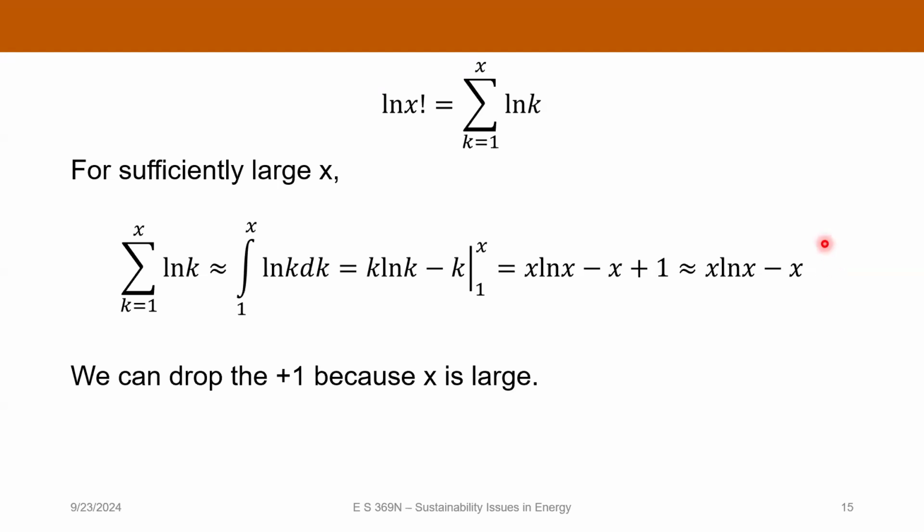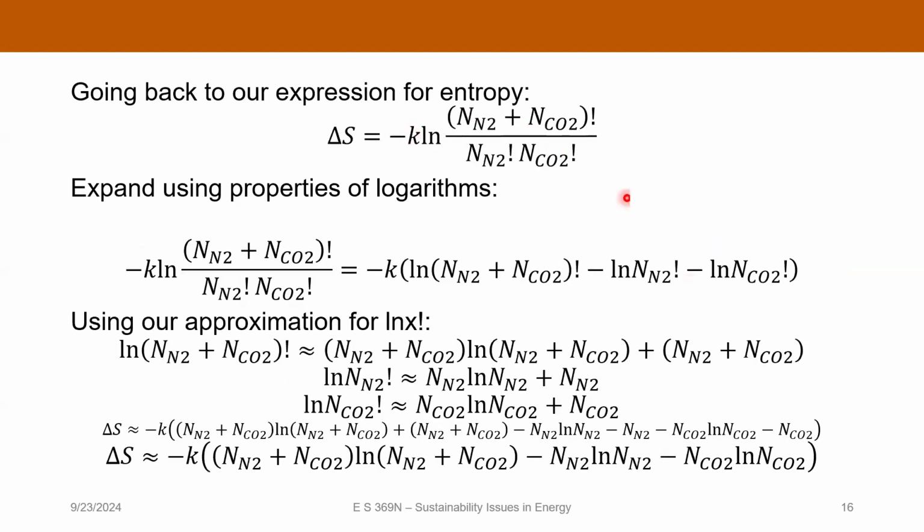And so we can throw this expression back into our entropy expression. And the individual steps in here aren't particularly important. I put them up there in case you're curious. But what we're left with now is an expression for delta S that does not involve factorials, and actually is something that we can calculate as long as we know what these numbers of moles are, okay? So that's what we have.